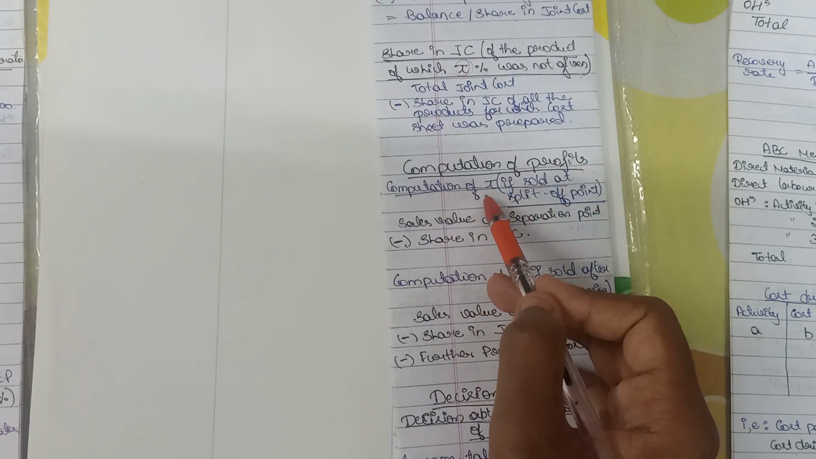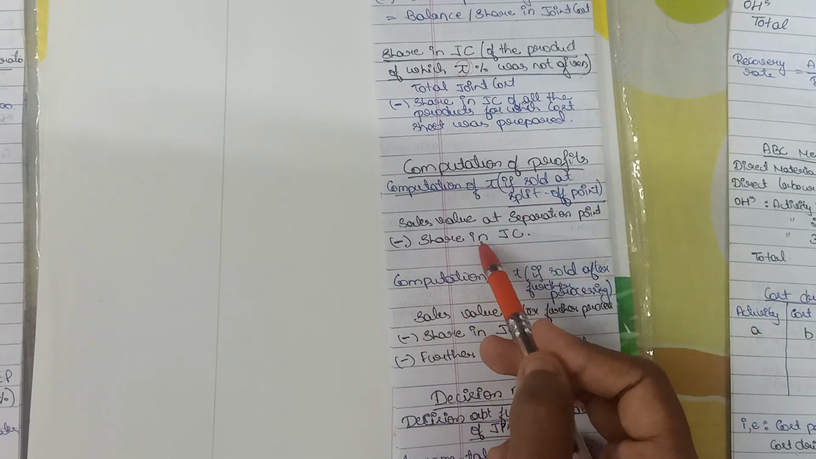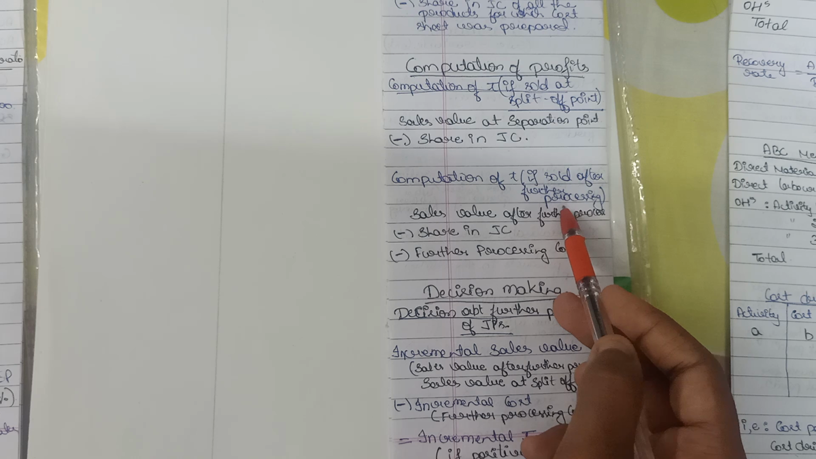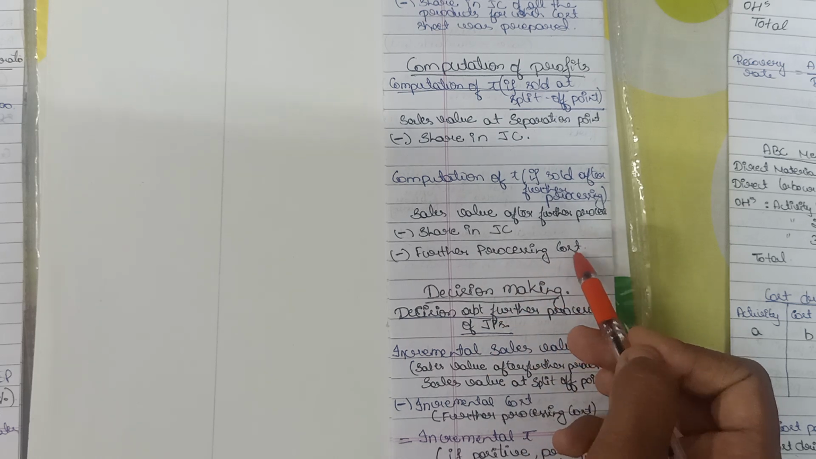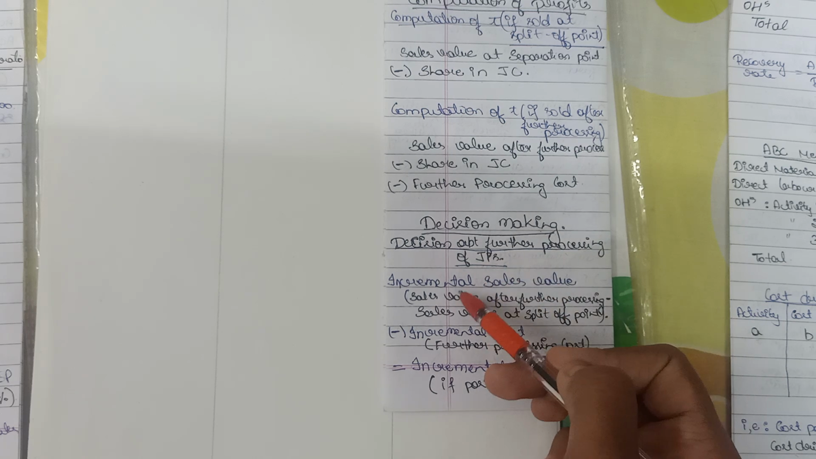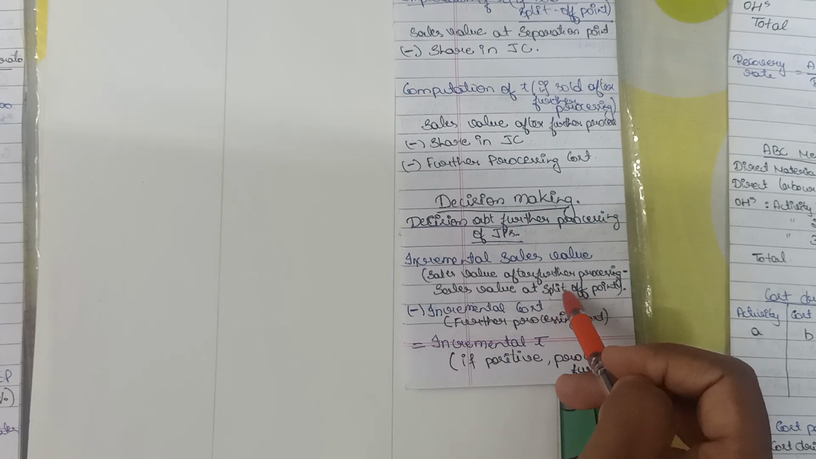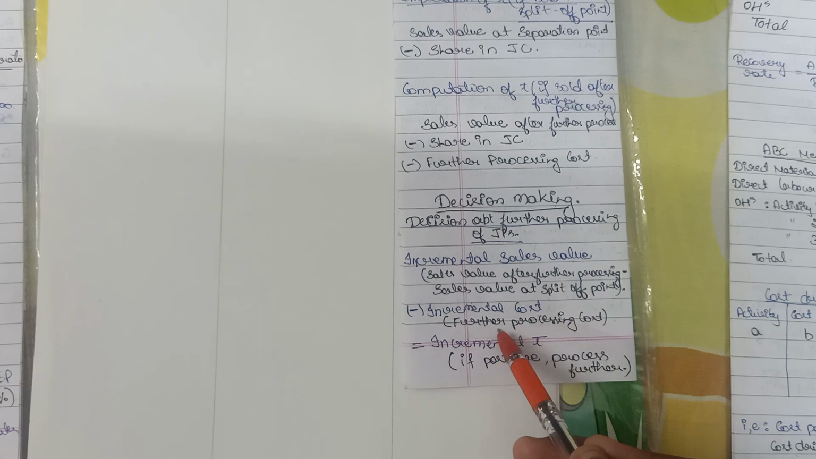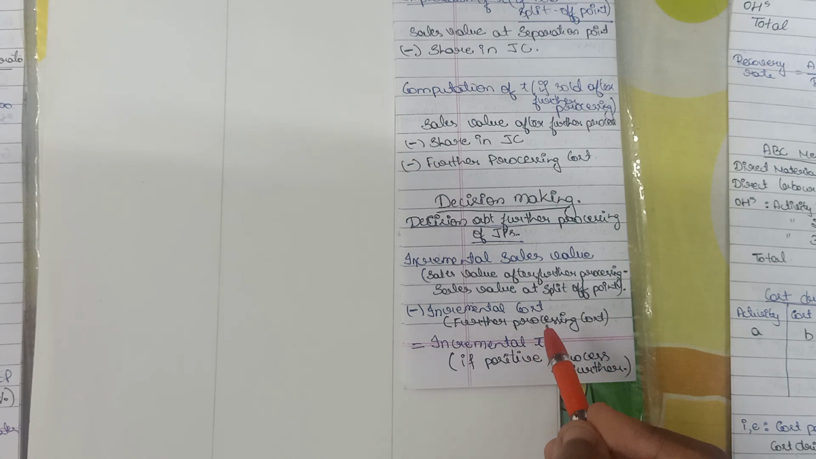Computation of profits. Computation of profit if sold at split off point: sales value at separation point minus share in joint cost. Computation of profit if sold after further processing: sales value after further processing minus share in joint cost minus further processing cost. In case of decision making, decision about further processing of joint products: incremental sales value, that is sales value after further processing minus sales value at split off point, minus incremental cost, that is further processing cost. Incremental profit if positive, process further; if negative, it will be sold off at that point itself.